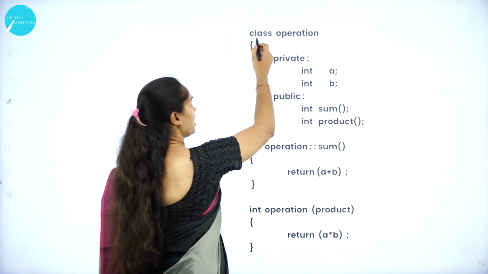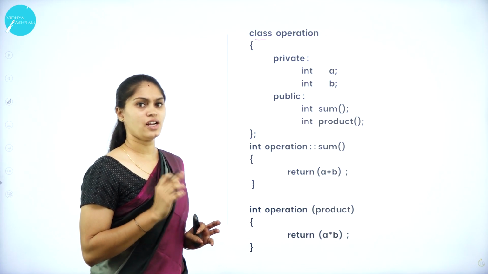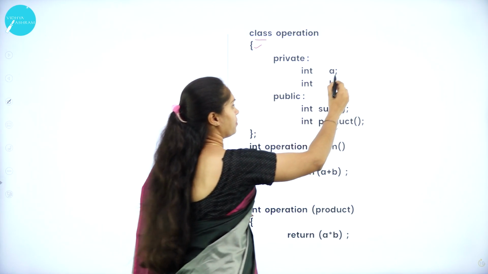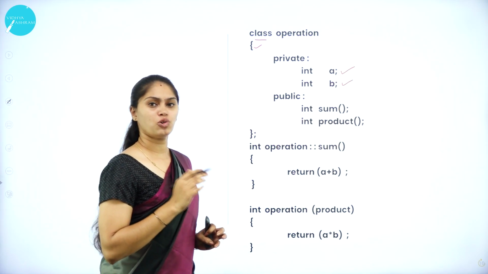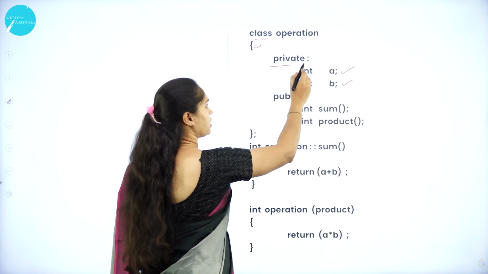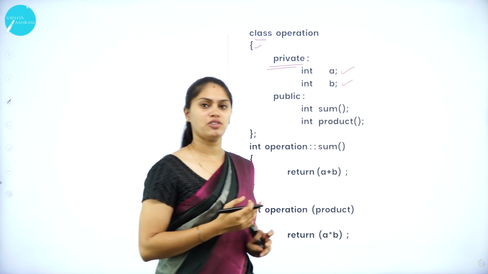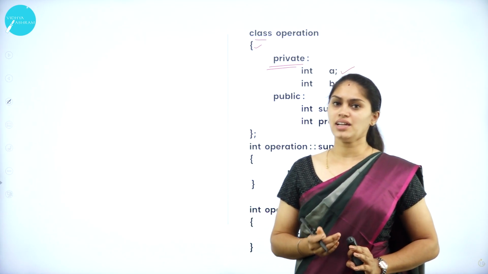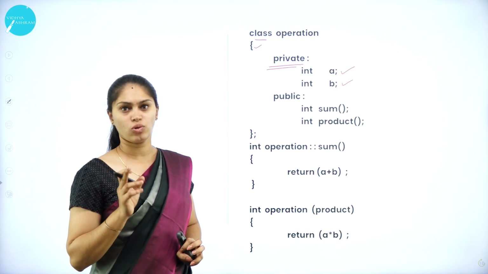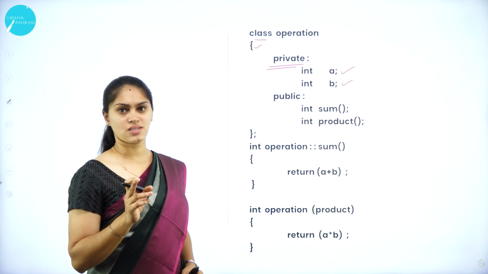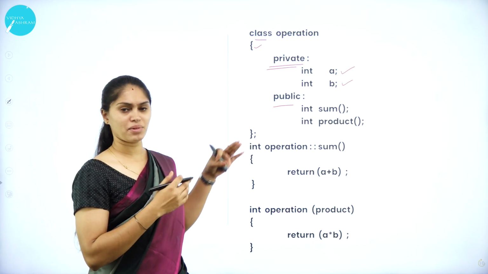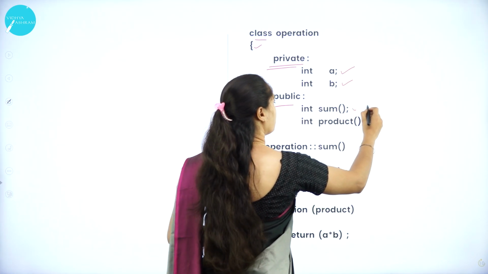Class operation. Here I am creating a class. What is the class name here? Operation, and this brace indicates the opening of the class. I am using 2 data members, that is A and B. I am declaring 2 data members A and B of data type integer, and that is private. Even though I am not specifying the access specifier private, by default the access specifier will be private itself. So that can be accessed only by the member functions of a class. There we have A and B as data members. Here I am using 2 member functions, that is sum and product.